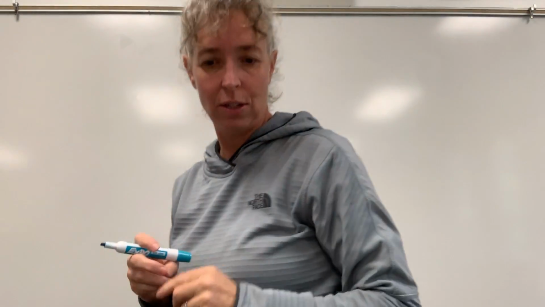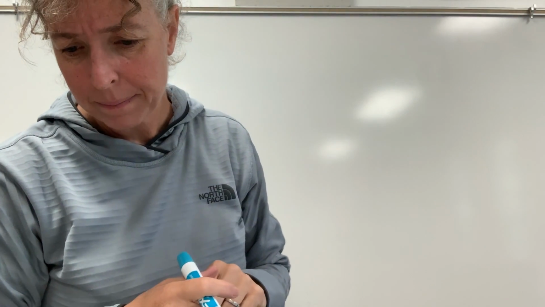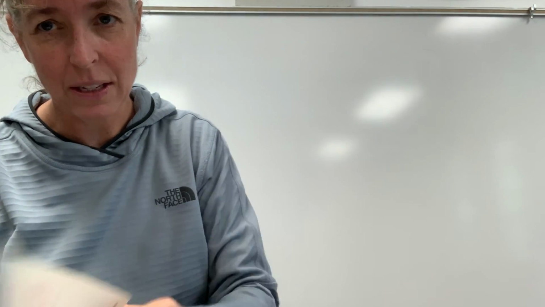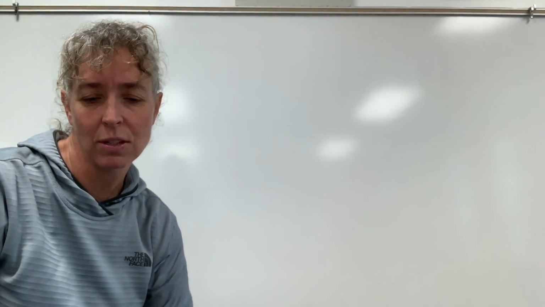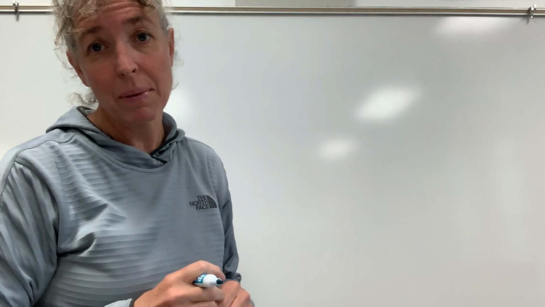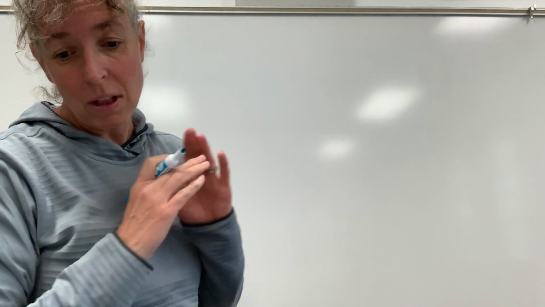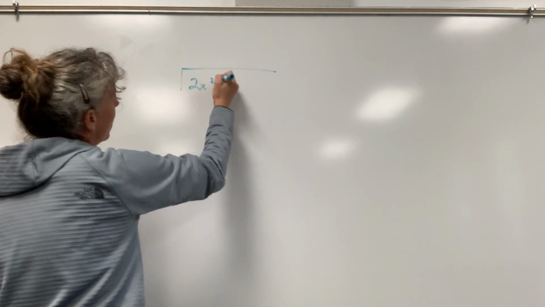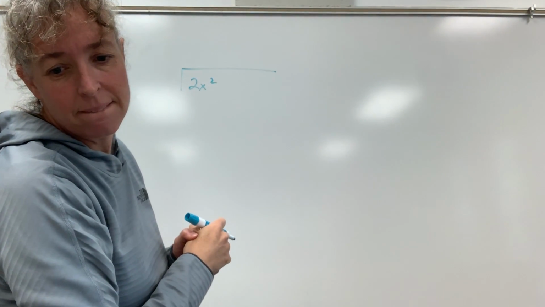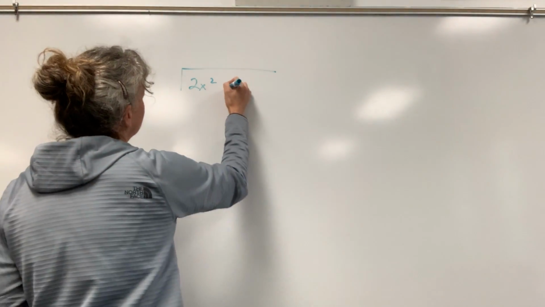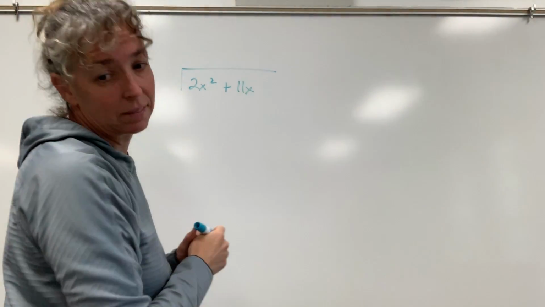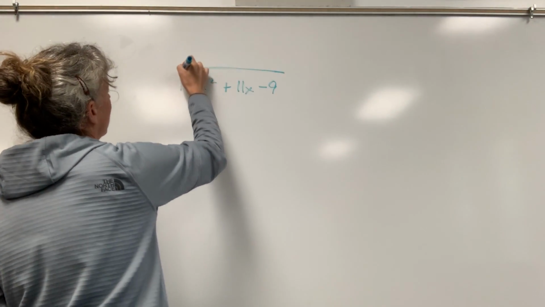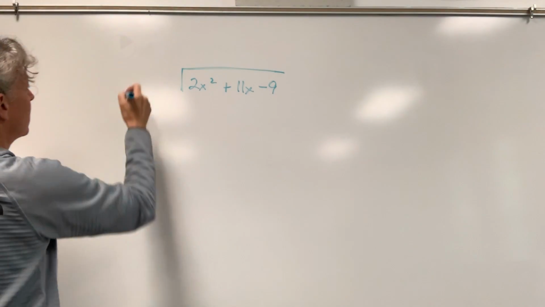Okay, let's do, boy, I really didn't want to do one with a remainder quite yet, but I guess we get to. That's okay. We still do it the same way. So, okay, example number 3 on page 285. Remember, the long polynomial goes in the box. So that's a 2x squared plus 11x minus 9. And it's divided by 2x minus 3.